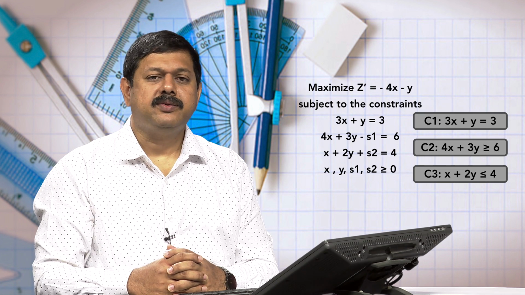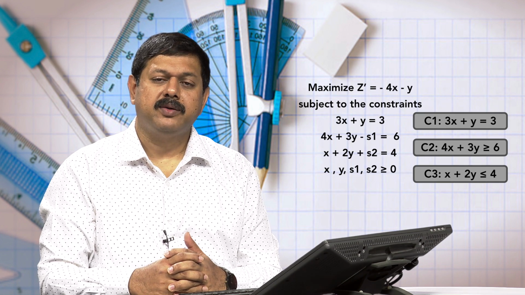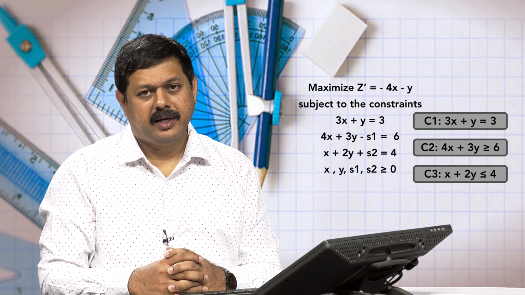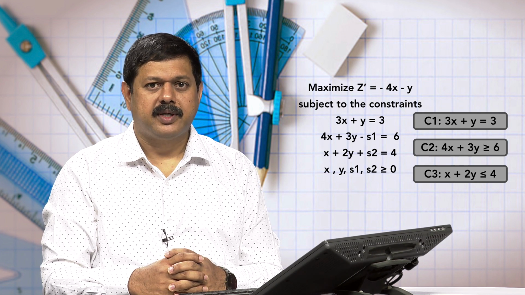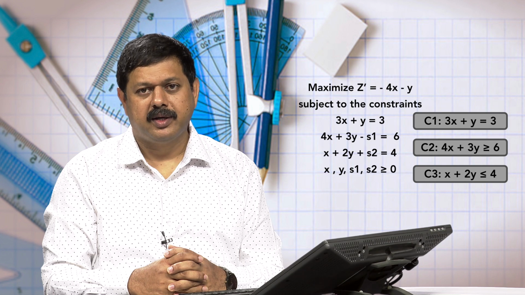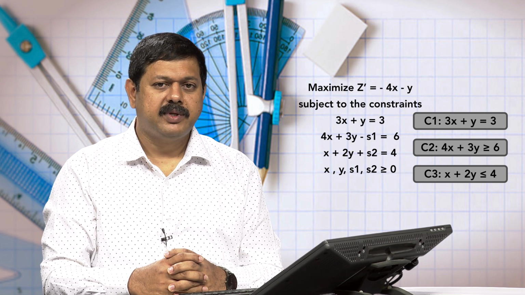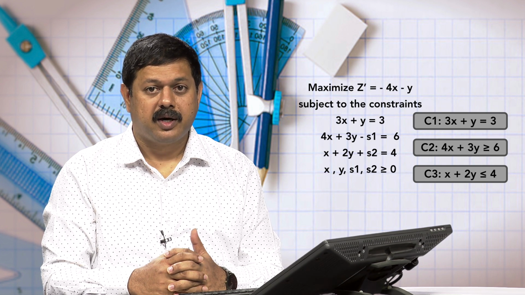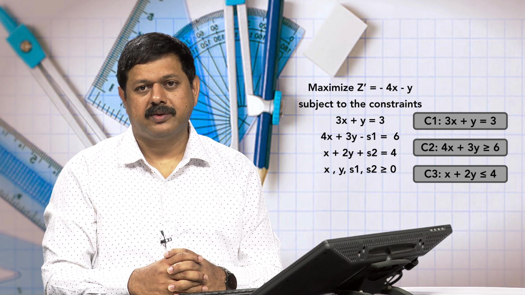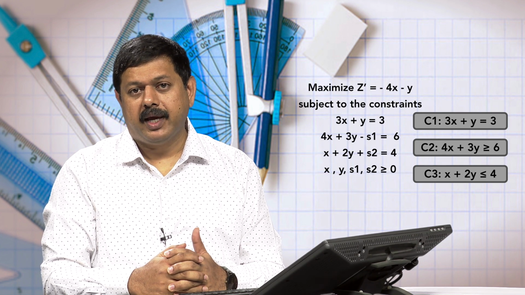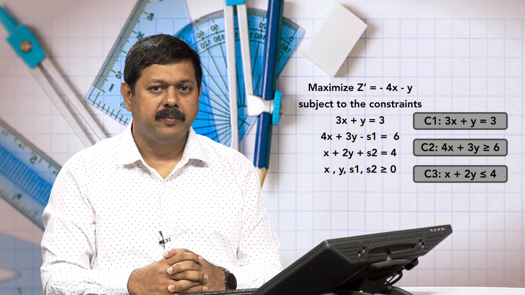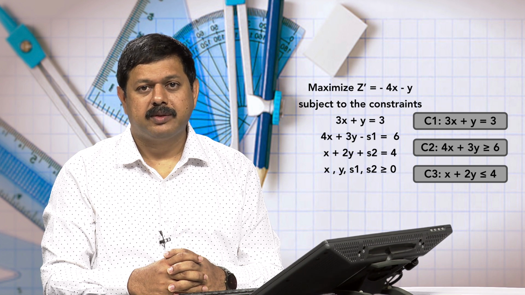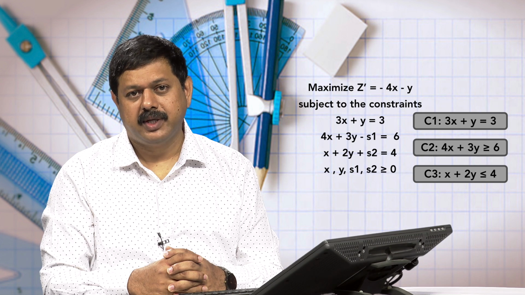Here the constraint C1 representing 3x plus y is equal to 3 is an equation and hence is kept as it is. For the second constraint C2 representing 4x plus 3y greater than or equal to 6, the left hand side 4x plus 3y is larger than the right hand side value 6. Hence, by removing s1 greater than or equal to 0 from 4x plus 3y, we get the equation 4x plus 3y minus s1 is equal to 6.